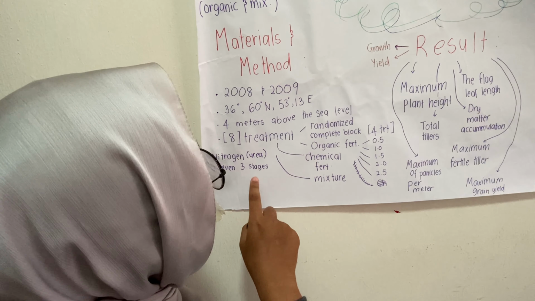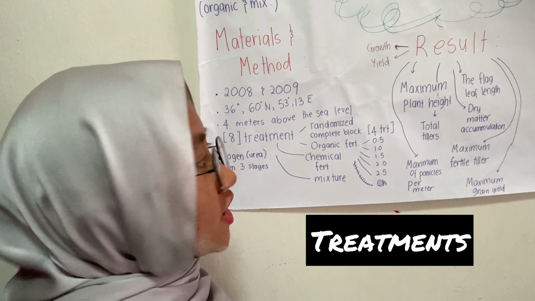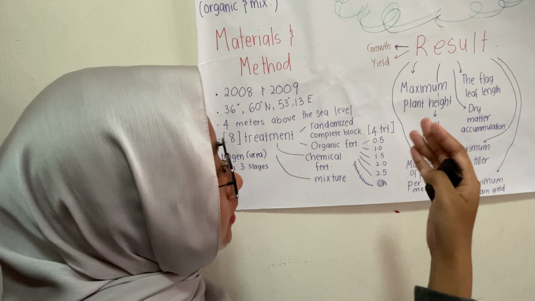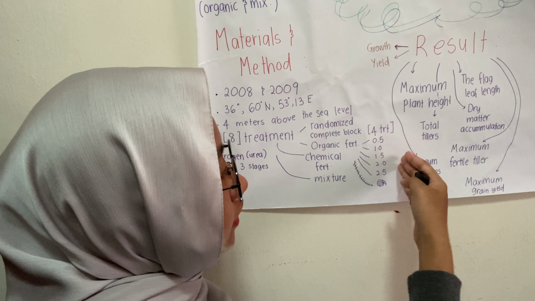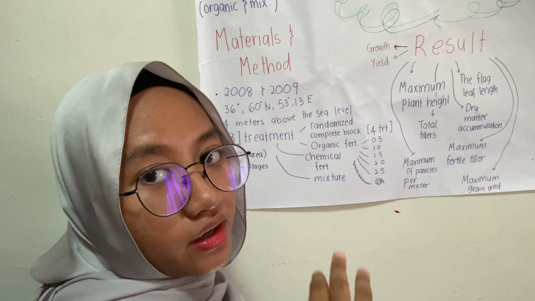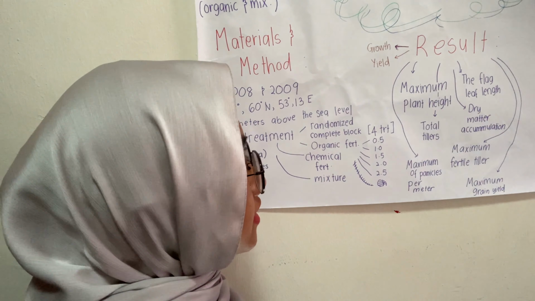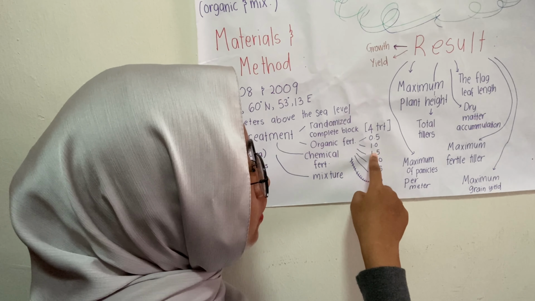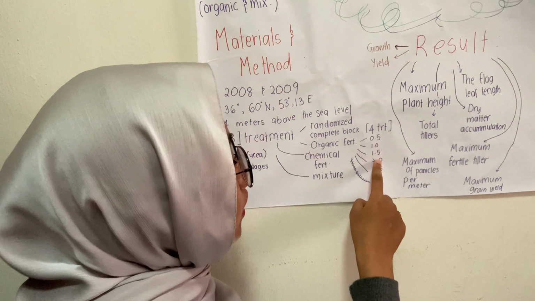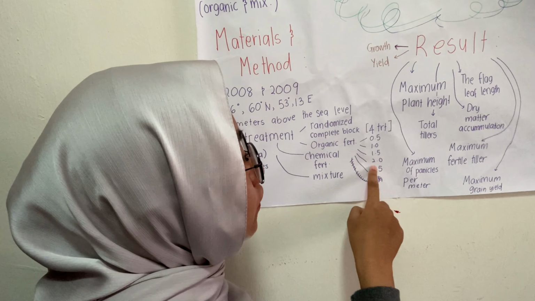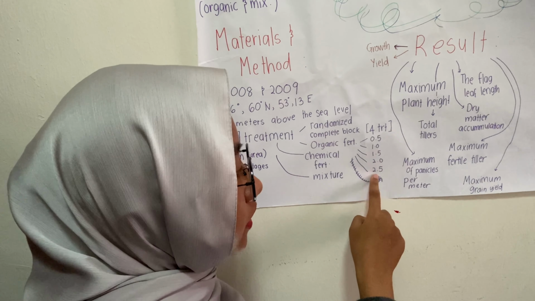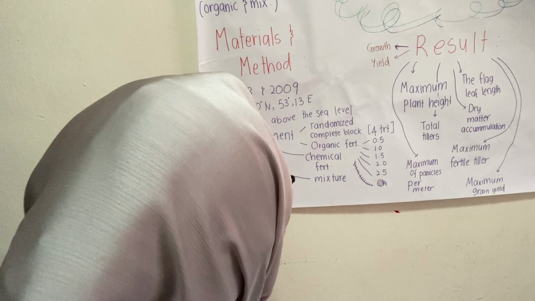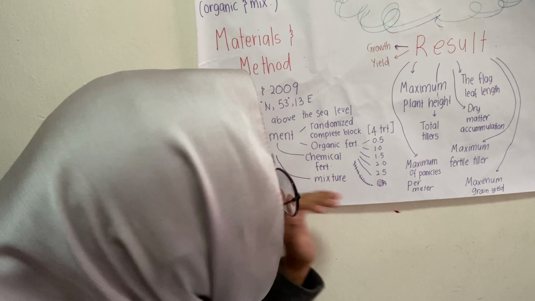And also, 8 treatments will be used in this experiment, such as organic fertilizer. There were 5 levels of organic fertilizer amount, such as 0.5 ton per hectare, 1.0 ton per hectare, 1.5 ton per hectare, 2.0 ton per hectare. Last but not least, 2.5 ton per hectare.